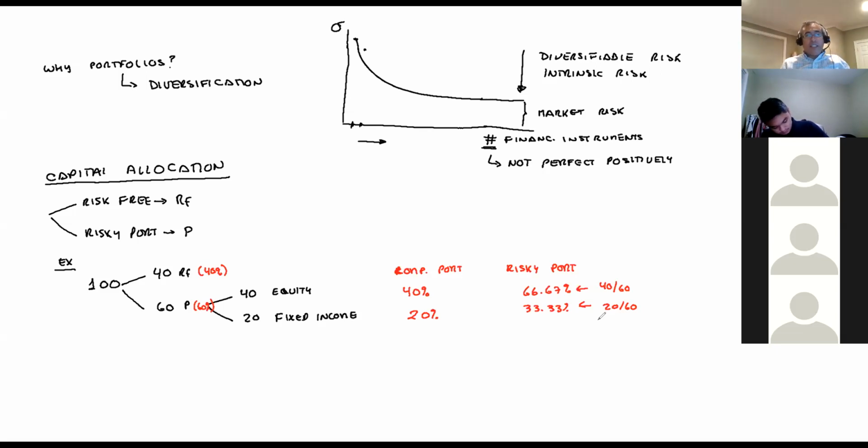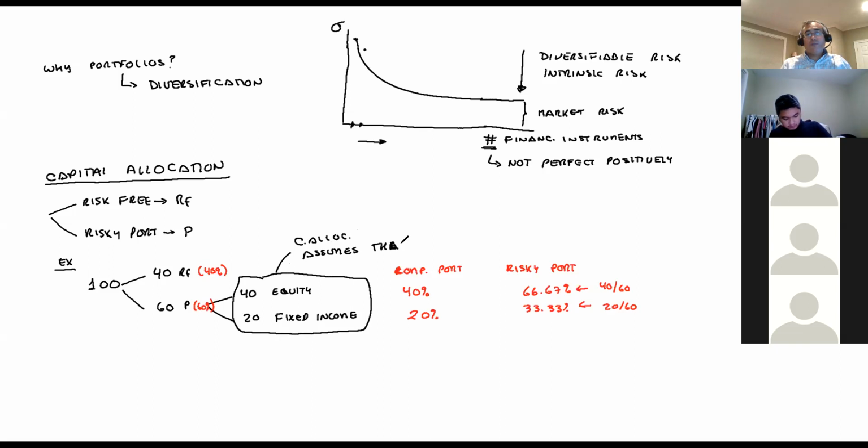Now, the basic thing that you need to remember here, guys, is that when we talk about capital allocation, we ignore this part. So capital allocation ignores this part here. It basically assumes that the risky portfolio composition stays constant.